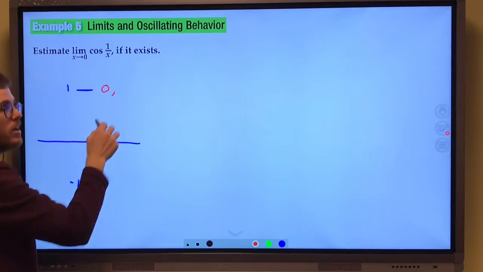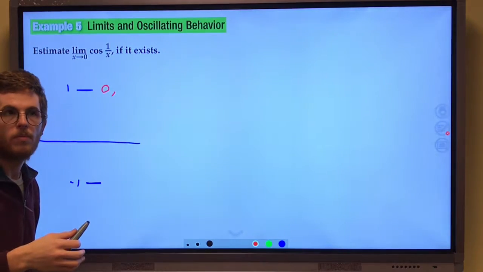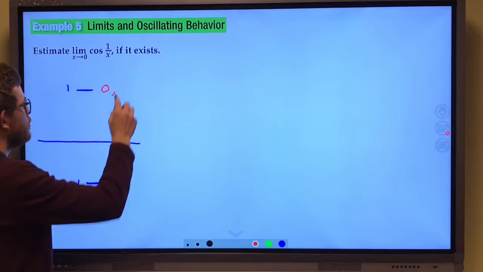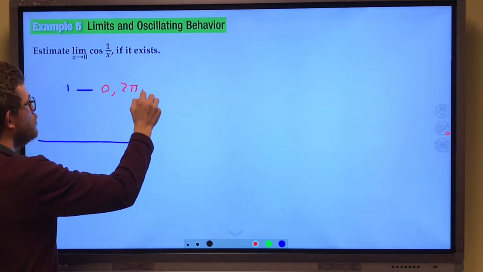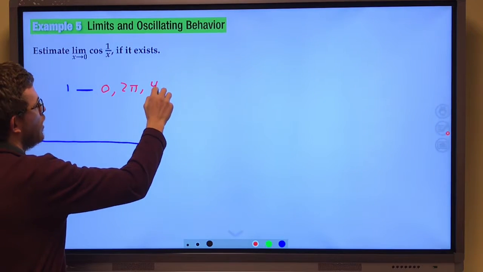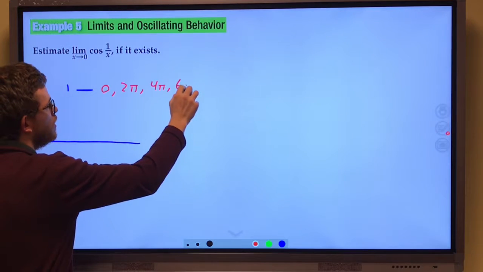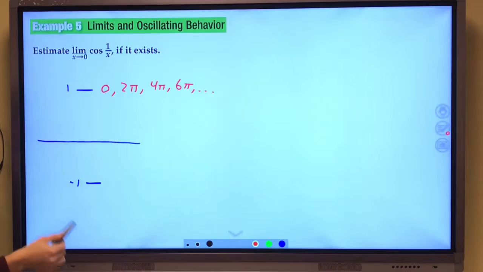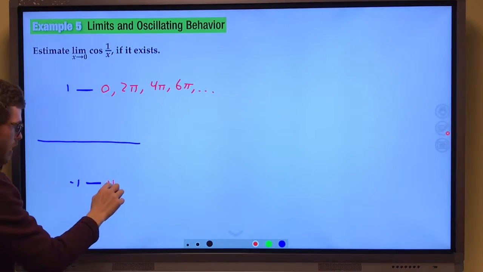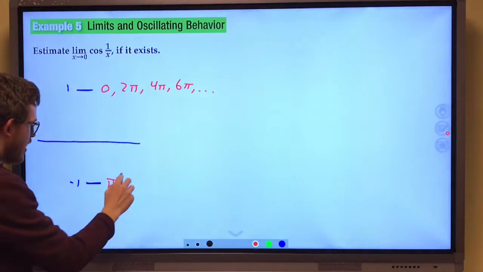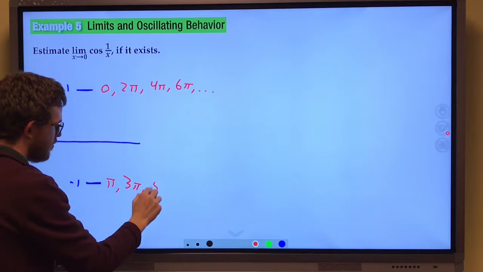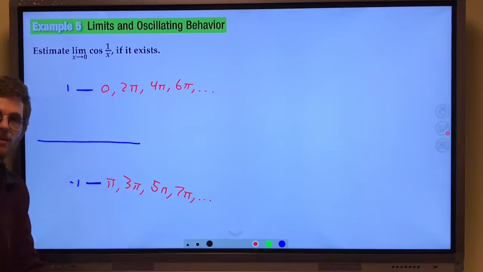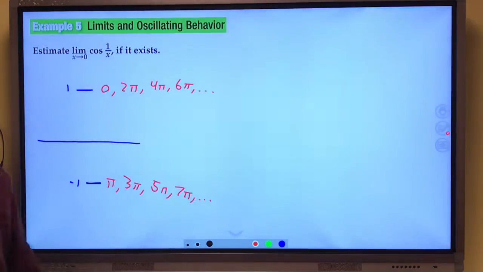And then every 2 pi after that, we're going to again get a +1. So 0, 2 pi, 4 pi, 6 pi, and so on. We're going to get a -1 out at pi, and then every 2 pi after that. So 3 pi, 5 pi, 7 pi, of course, and just continue from there. Of course, it would be the same in the negative direction.